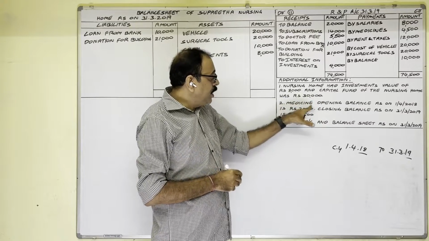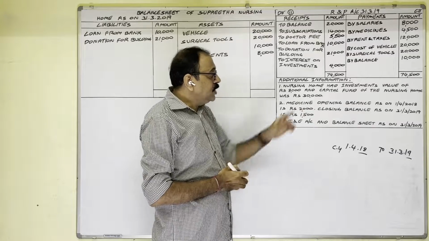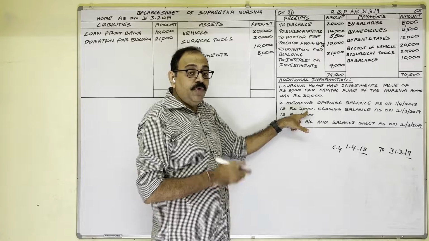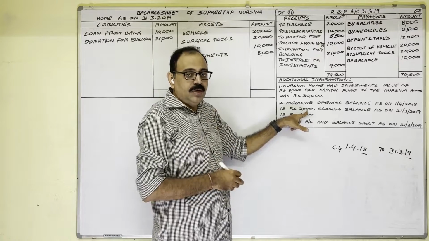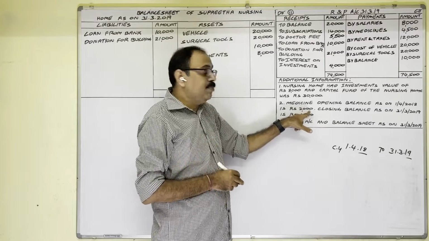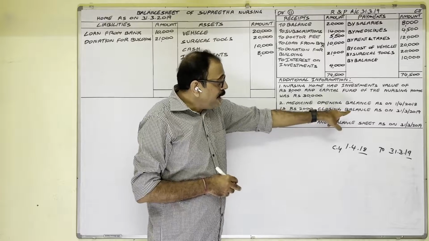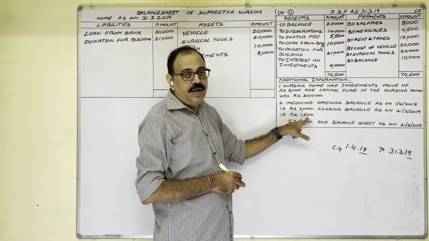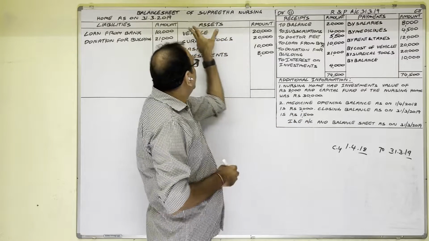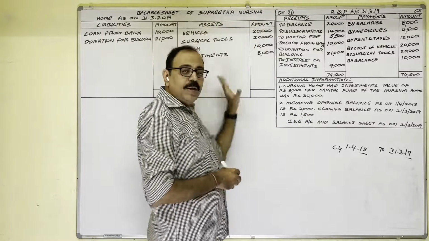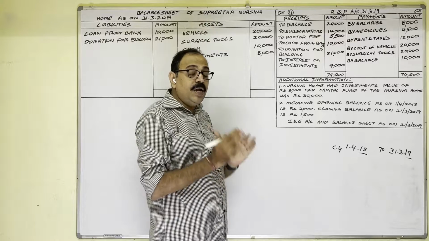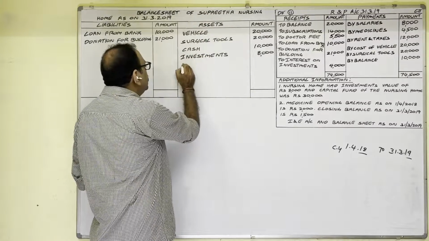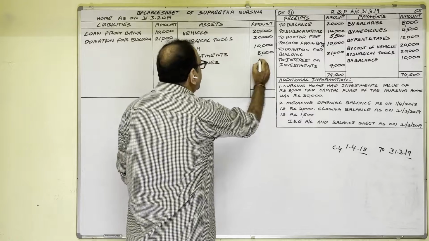Second point, medicine opening balance on 1st April 2018, 2,000 rupees. If you prepare an opening balance sheet, under the asset side you have to show this amount. Closing balance as on 31st March 2019 is 1,500. So on 31st March 2019 only we are preparing the balance sheet. Here the medicines closing balance you have to show. Asset side, medicines 1,500 rupees.